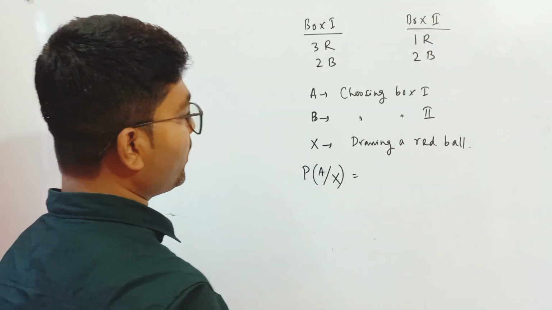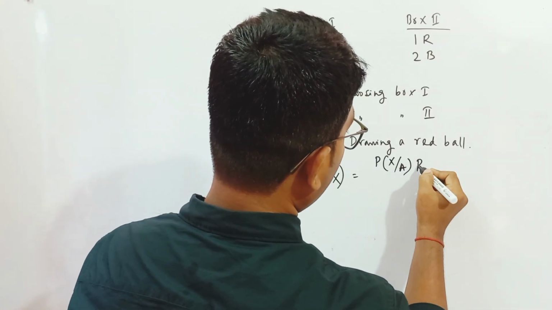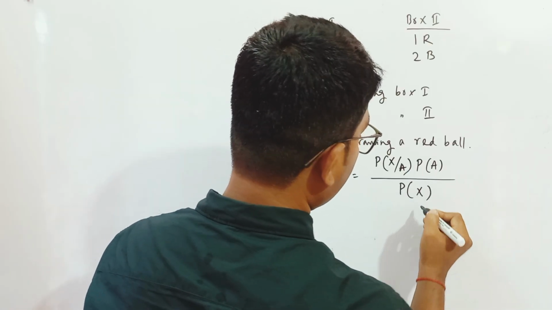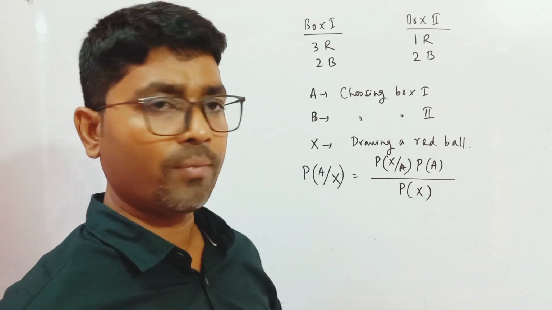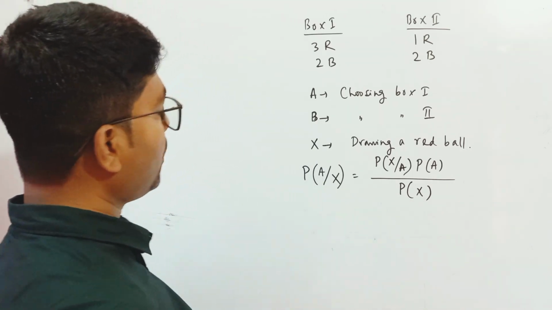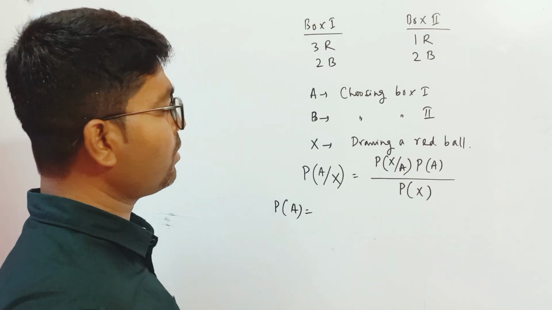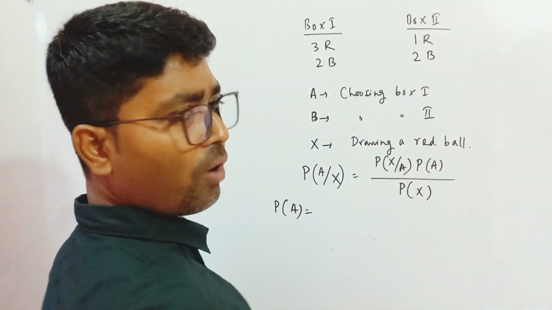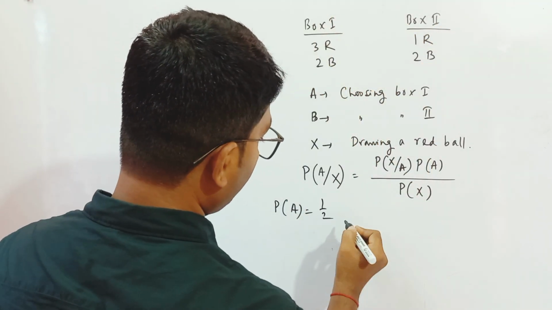And from Bayes theorem, what do we get? This is P(X|A) into P(A) by P(X). That is coming from Bayes theorem. Now what is P(A)? P(A) means choosing box 1. There are only two boxes, so we can choose box 1, and its probability is half.